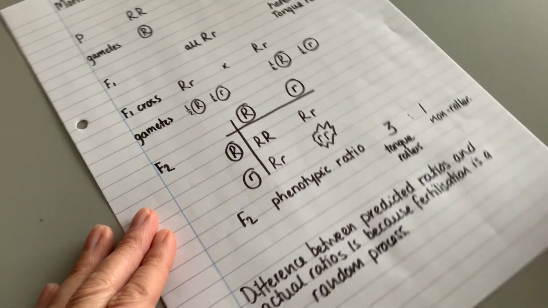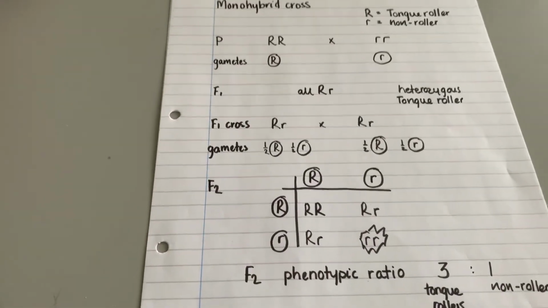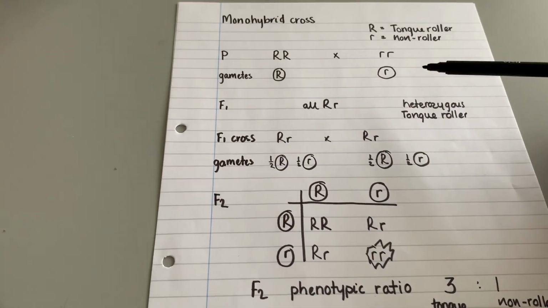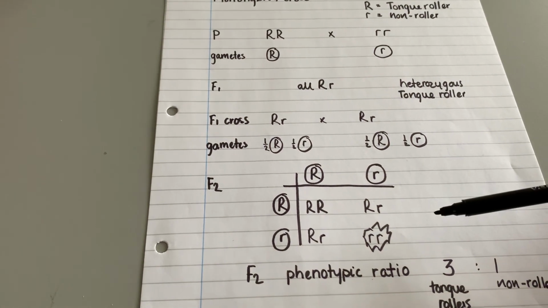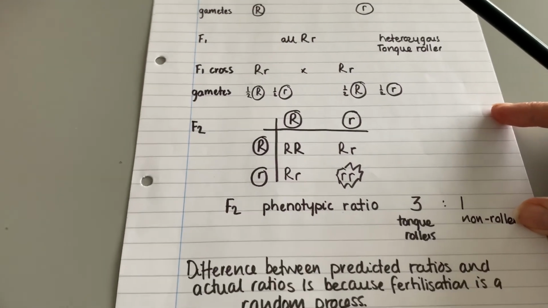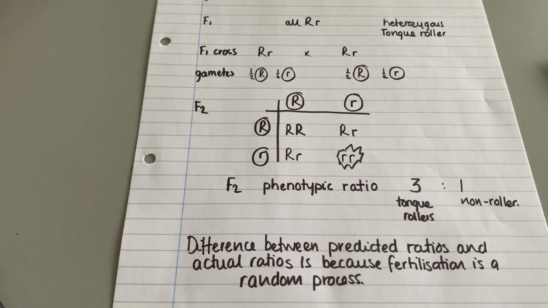Okay, and that is a monohybrid cross from start to finish. Parents, gametes, first generation, F1 cross, second generation, F2 phenotypic ratio, and then knowing the difference between predicted and actual ratios.